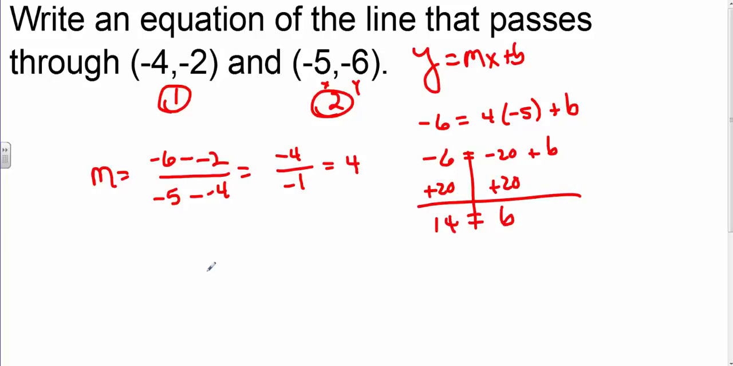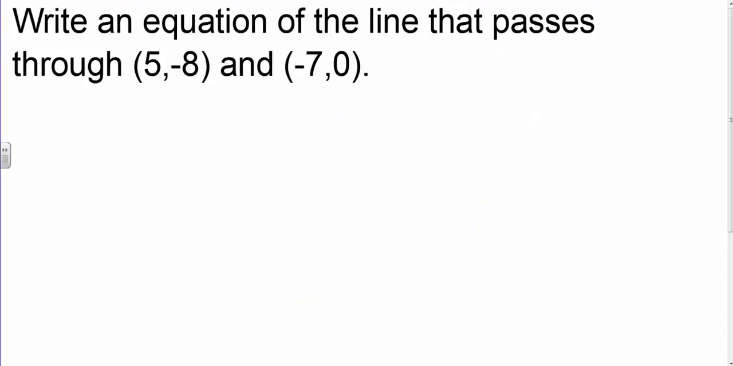So now we can write our slope-intercept form. y is equal to slope 4x plus the y-intercept. Your turn. It's time to pause the video, do your best, and then come back and see what you did.